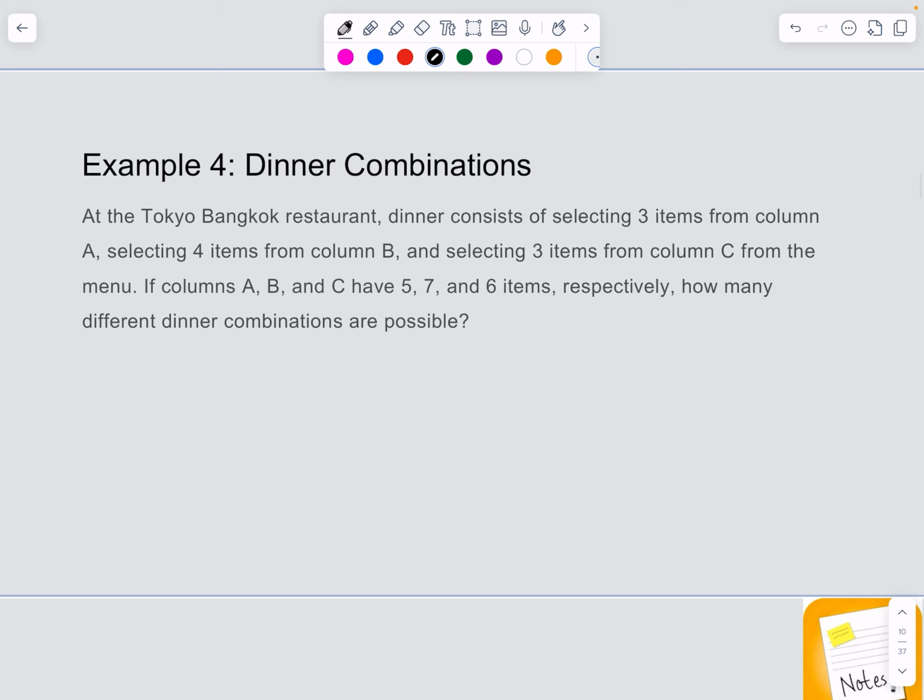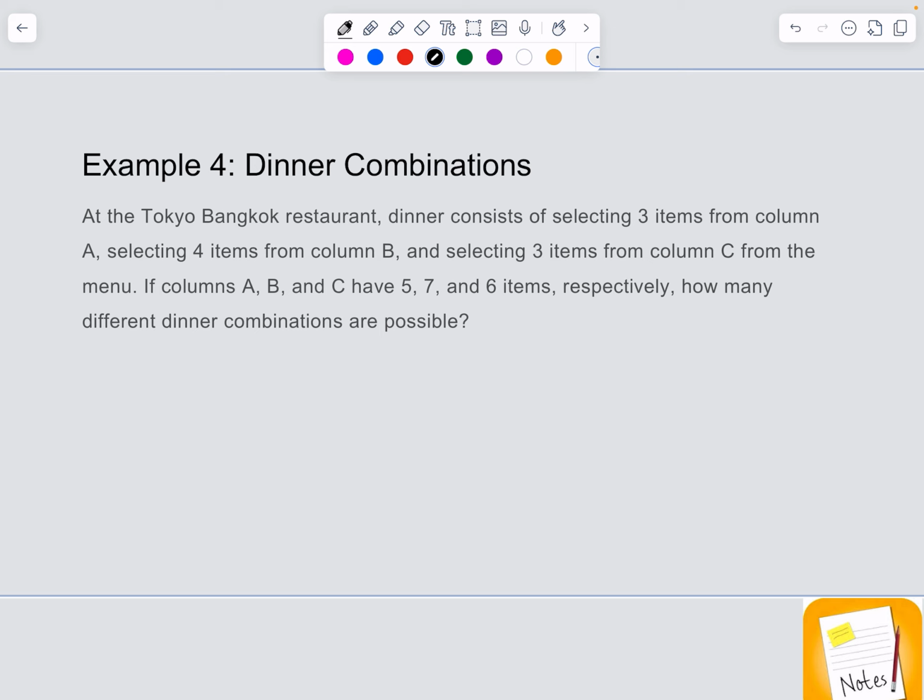Okay, at the Tokyo Bangkok restaurant, dinner consists of selecting 3 items from column A, 4 items from column B, and 3 items from column C. If columns A, B, and C have 5, 7, and 6 items respectively, how many different dinner combinations are possible? So this one, we have 3, and we're looking for the total number of choices.